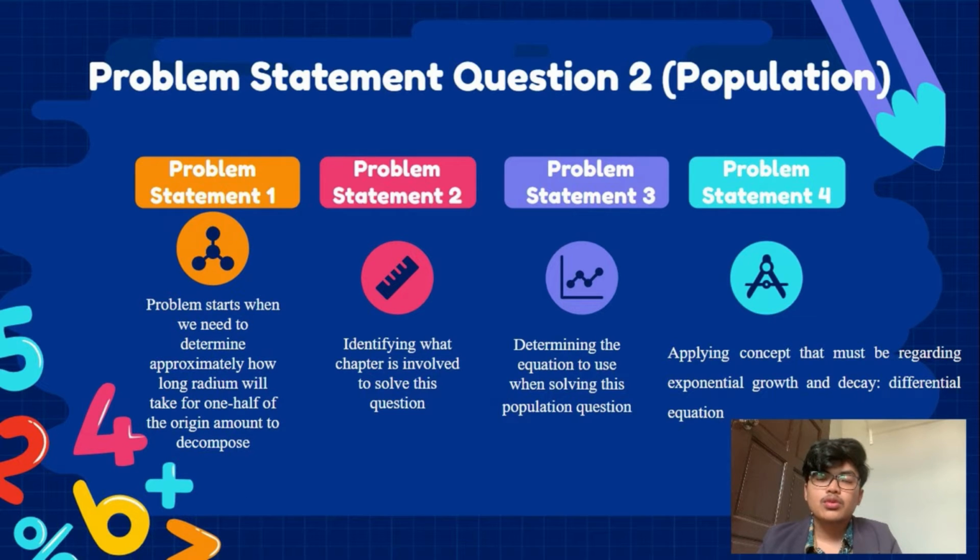We are from Group 3 and the questions that we chose are question 2 for population and question 10 for Newton's law. So I will present the problem statements.